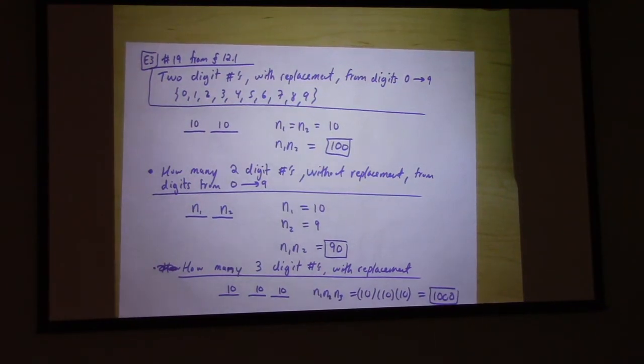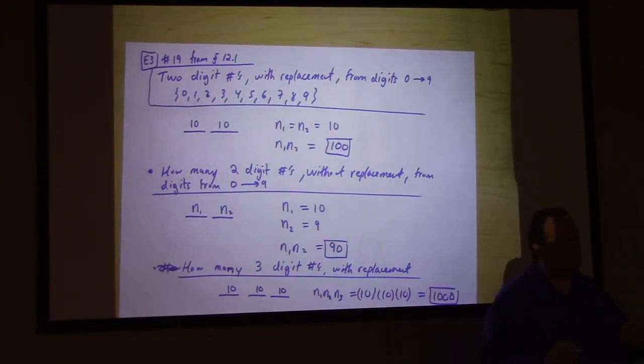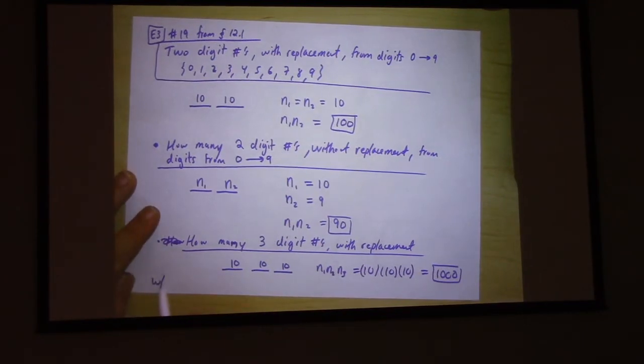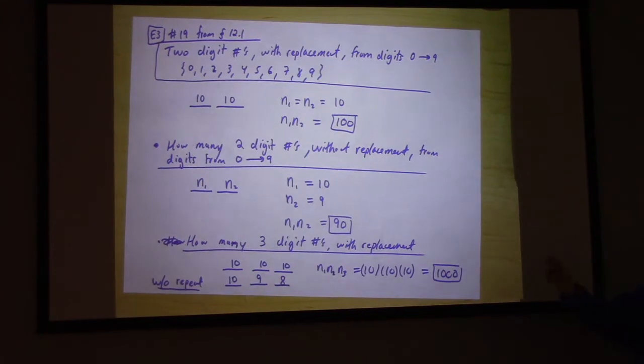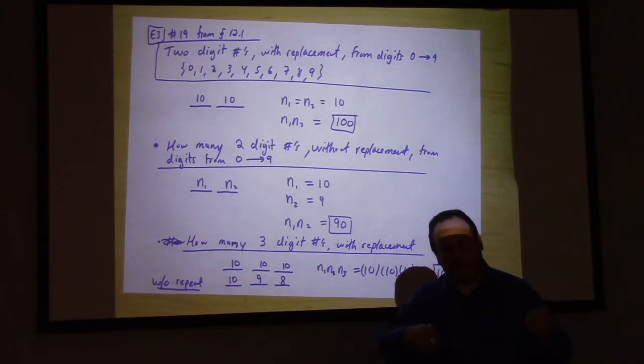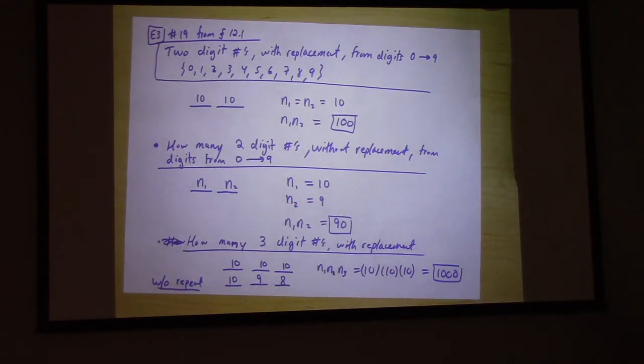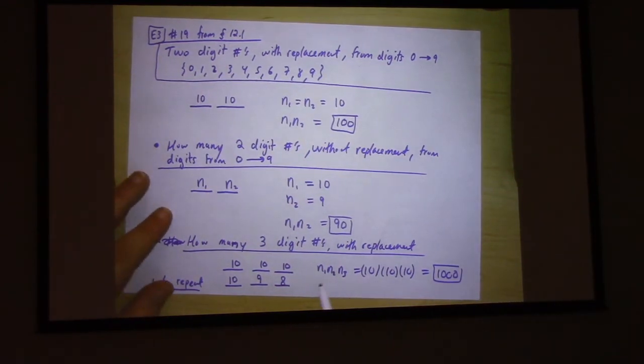How many 3-digit numbers without repeating a digit? You get 10 for the first choice, right? You get 9 for the second choice, and you get 8 for the third choice. Because you can't repeat a digit, right? So you pick one out, you're left with 9. You pick another one out, you're left with 8. So 10 times 9 times 8 would be the number of 3-digit numbers without repeating a digit. And I think somebody told me that was 720? Yeah.